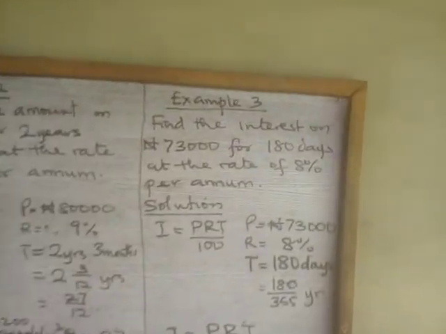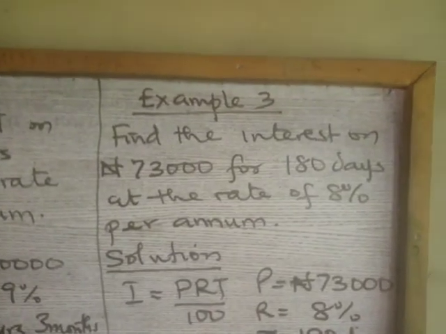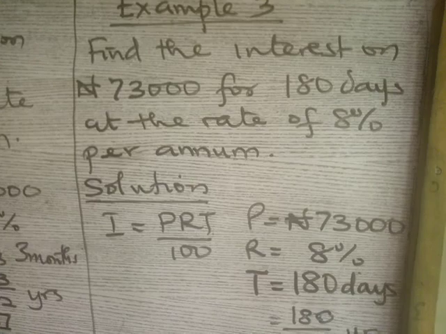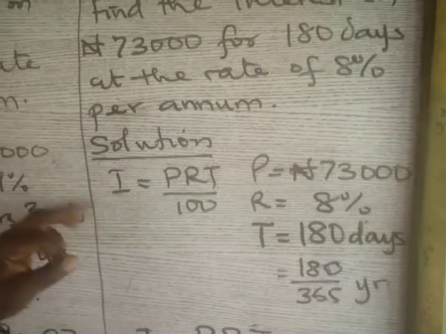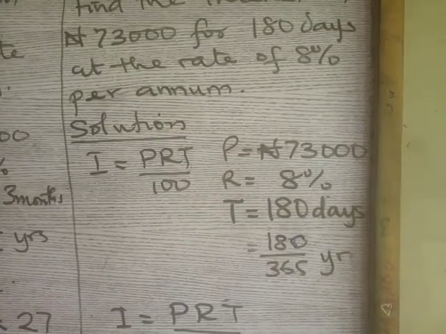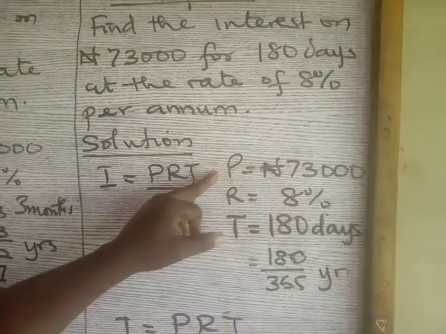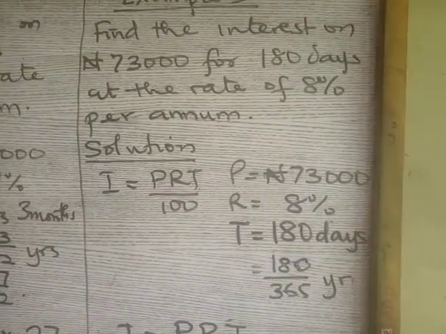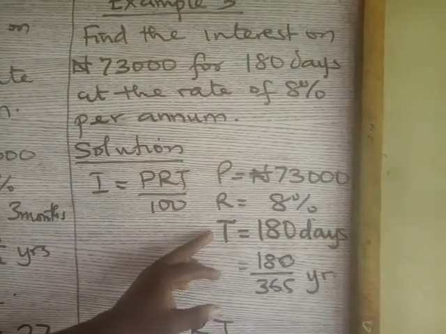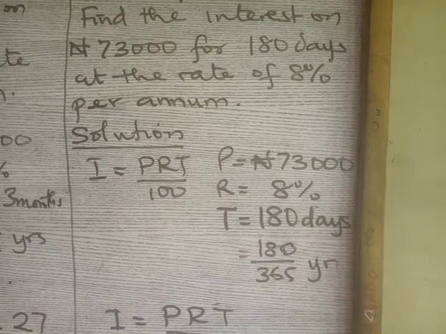Let's look at the third example. Example 3: Find the interest on 73,000 for 180 days at the rate of 8% per annum. Solution: I equals PRT over 100. The P, which is the principal, is 73,000. Rate, which is R, is 8%. And the T, time taken, is 180 days.